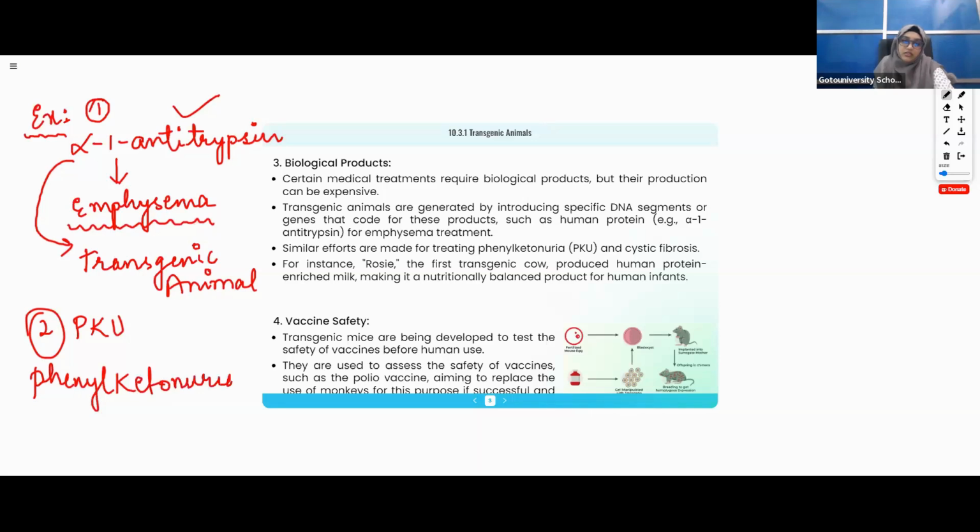Phenylketonuria. So this is also a disease, and one more thing they have given, cystic fibrosis. Another one, cystic fibrosis. Okay, so phenylketonuria and cystic fibrosis are diseases where the biological products we are getting are from a transgenic animal. Is it clear?